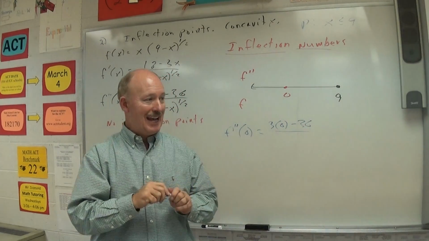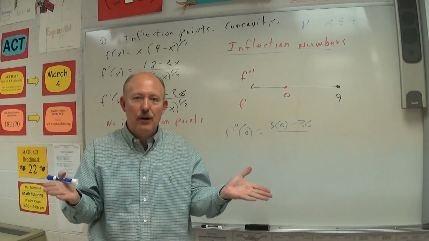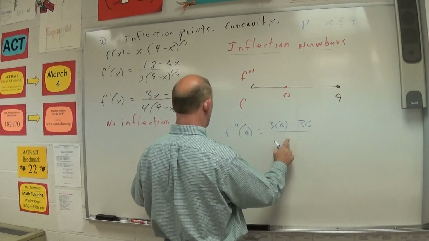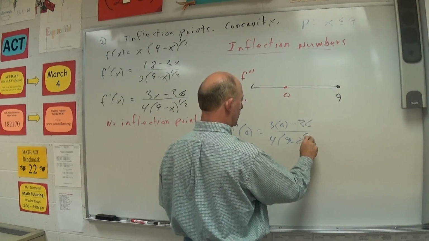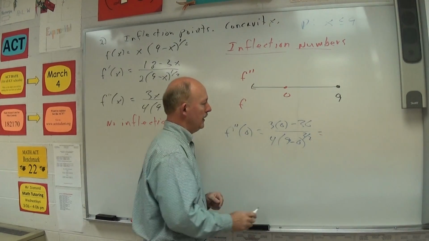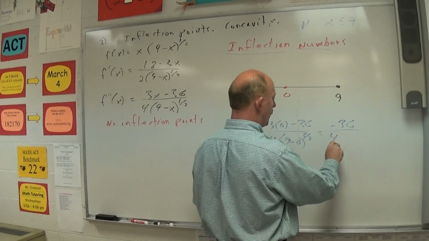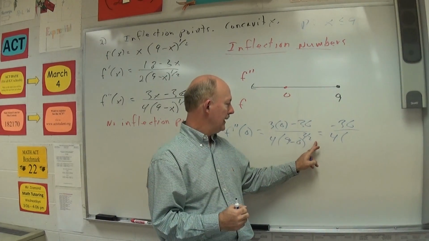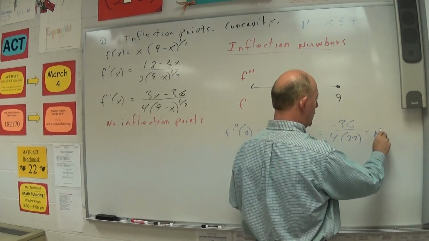Now keep in mind, as we get this number, the actual number doesn't matter. The only thing that counts is whether it's negative or positive. That's all. Right, so minus 36 over 4 times (9 minus 0) to the 3/2 power equals. Now we've got negative 36 on top. Down the bottom will be 4 times, this would be the square root of 9, which is 3. 3 cubed is 27. So it'll be positive 27, which is negative.